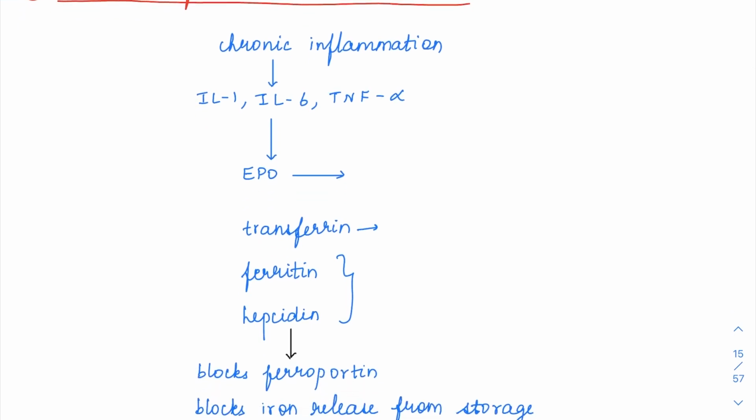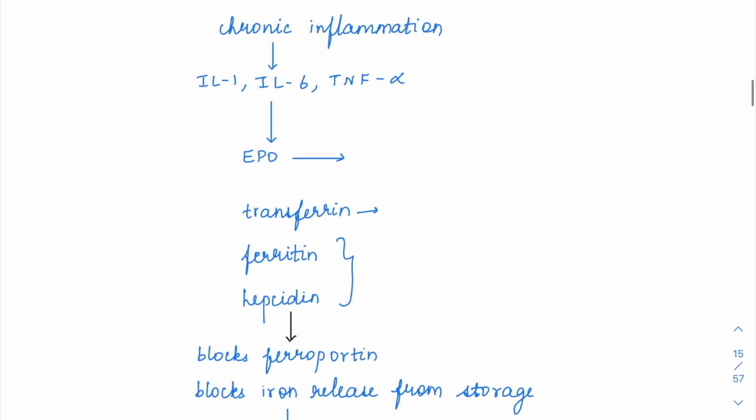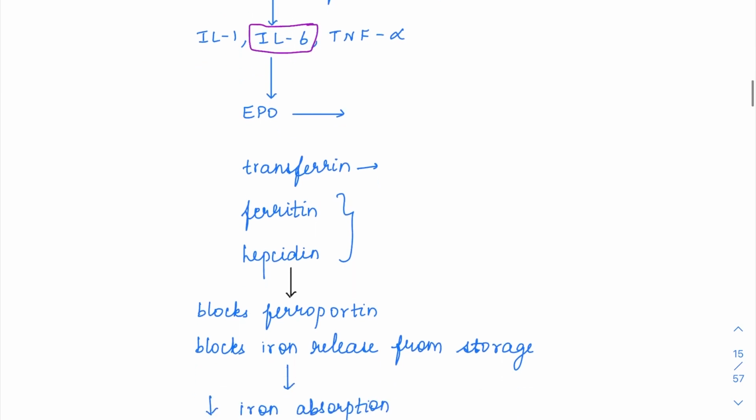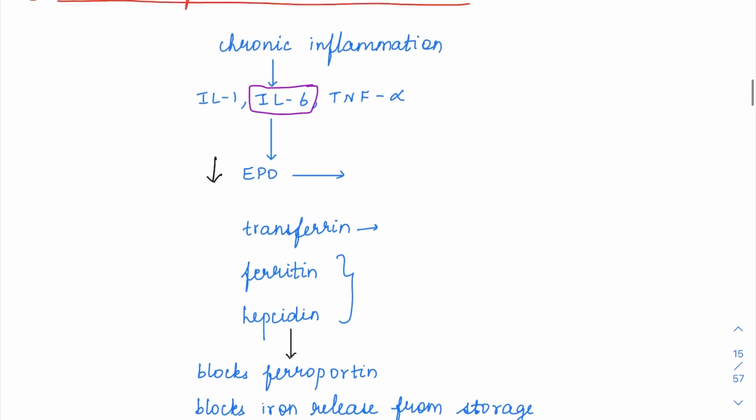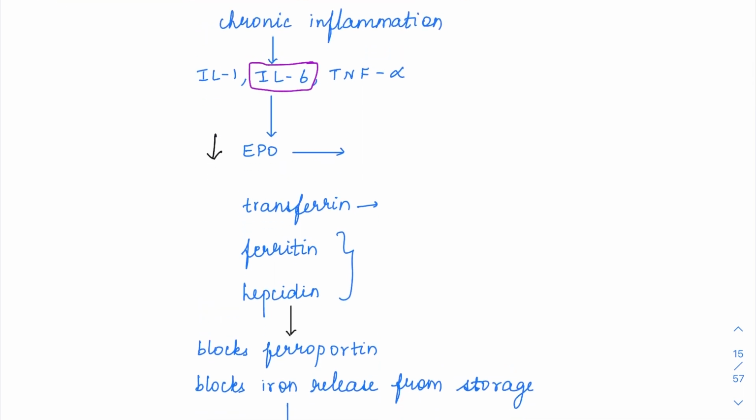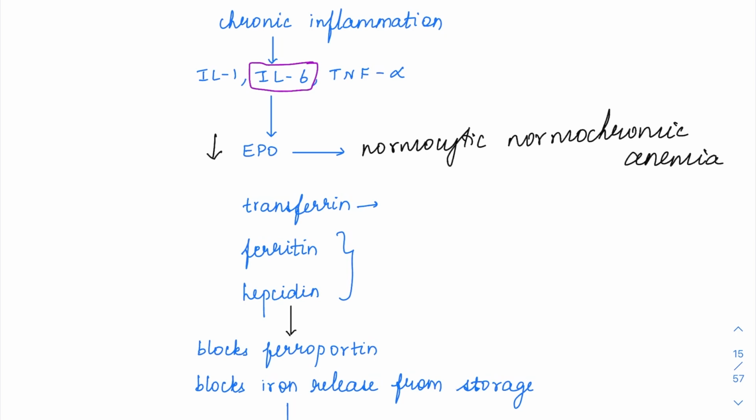Whenever there is a chronic disease, there is going to be chronic inflammation, and with chronic inflammation, lots of interleukins and cytokines are produced. Interleukin 1, 6, and TNF alpha are going to be elaborated, out of which interleukin 6 is the most important one, because it is going to cause a decrease in erythropoietin secretion. When erythropoietin secretion is decreased, there is going to be a normocytic normochromic anemia. Erythropoietin is the stimulus for erythropoiesis, right? So without that, there is going to be normocytic normochromic anemia.